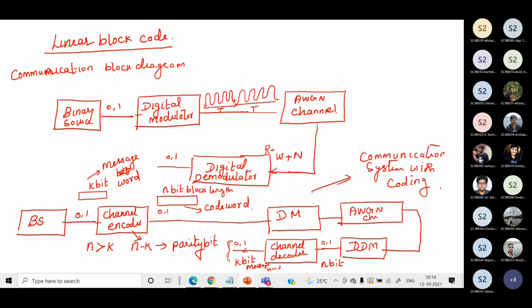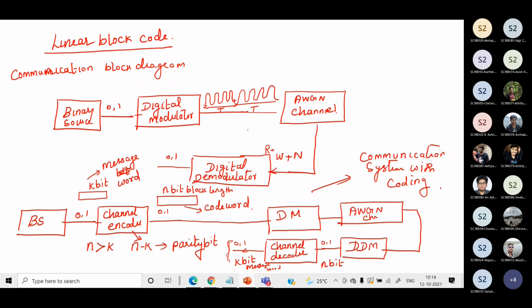Is this clear? So where we use these error correcting codes, we call it channel coding. At the transmitter we have a channel encoder, and at the receiver we have the reverse process, to convert n bits again to k bits, we use the channel decoder. Is this clear? Yes, ma'am.